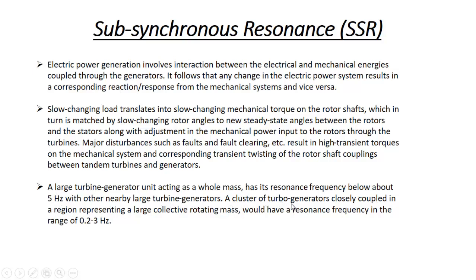A cluster of the turbine generators closely coupled in a region representing a large collective rotating mass would have a resonant frequency in the range of 0.2 to 3 Hz. So when a large number of turbo generators are taken into consideration, we can represent them as a collective rotating mass. Their resonance frequency has a range of 0.2 to 3 Hz.